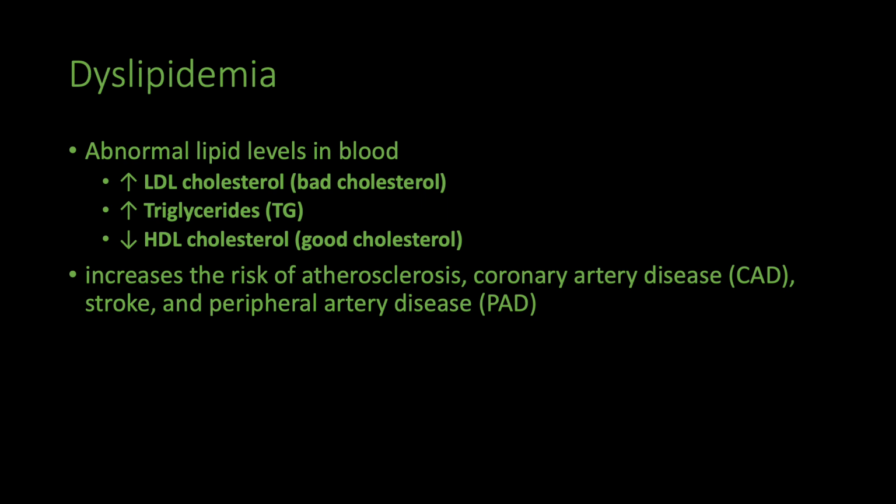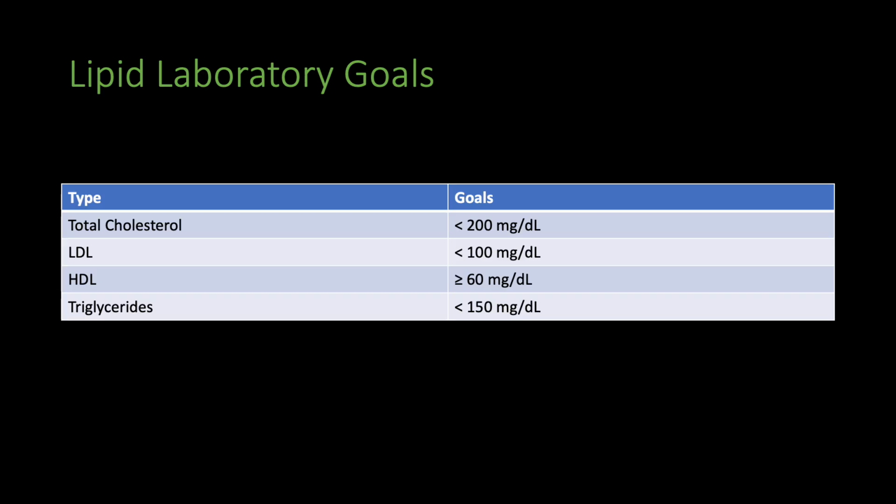That's the goal. And so these are some of the lipid laboratory goals you should be familiar with when you're taking the exam. Note that total cholesterol should be less than 200, LDL should be less than 100, HDL should be greater than or equal to 60, and triglycerides should be less than 150. Note also sometimes the HDL varies between the genders, male and female. So you should know between like the 40 and 50 range for the genders as well. So this is important as well.